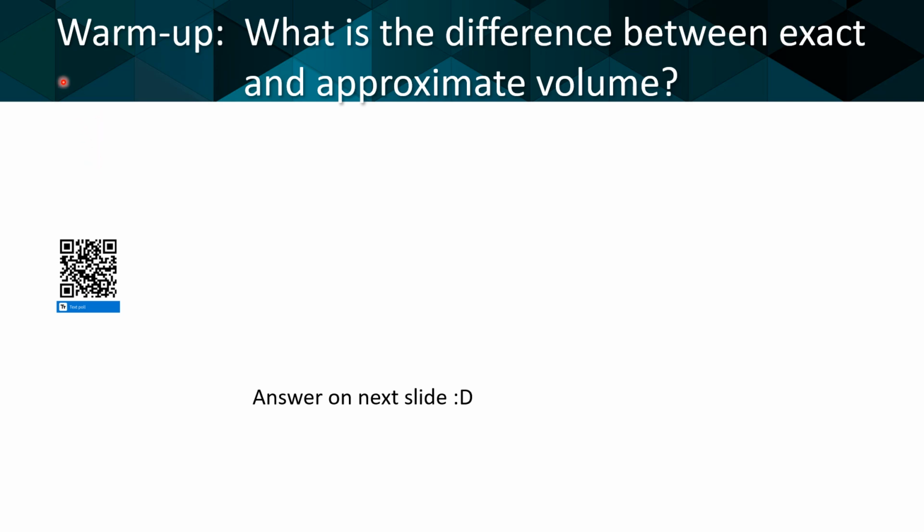All right, let's go ahead and pause for a brief warm up. I want to know what is the difference between finding the exact and approximate volume. Just a word or two will work here. You can just tell me what the exact volume is, or what the approximate volume is, or we can talk about what we do with pi. Just go ahead and pause this, pull up the text poll, or if it's not working, just do it in the chat.